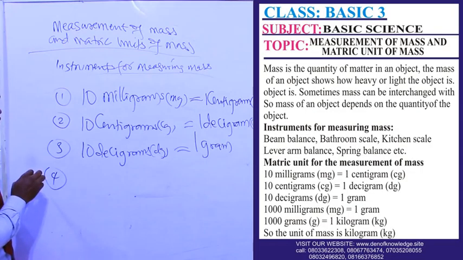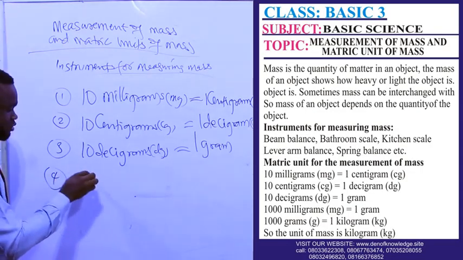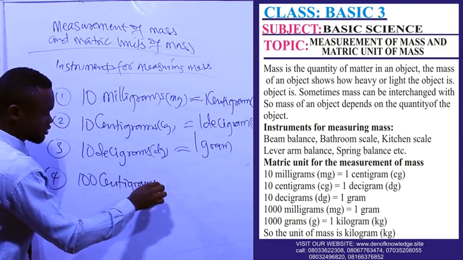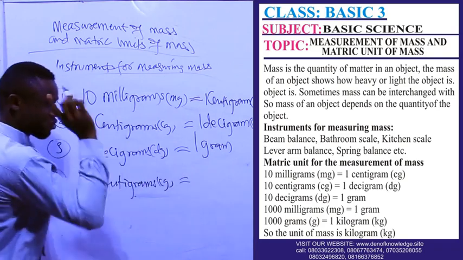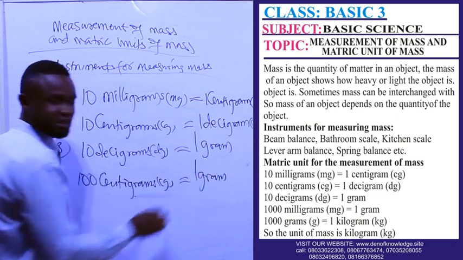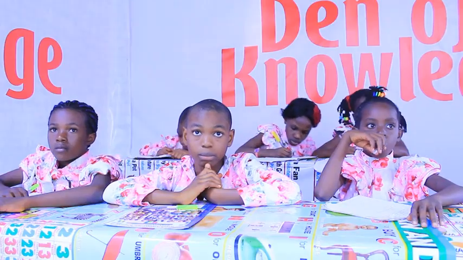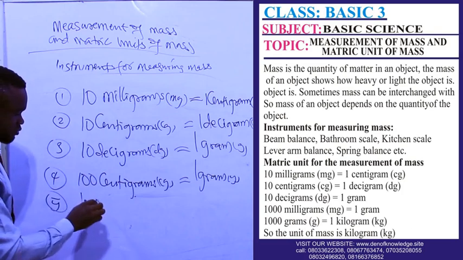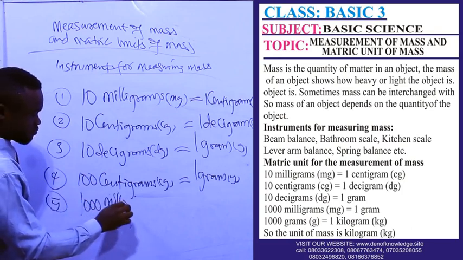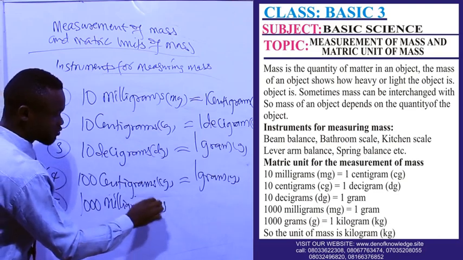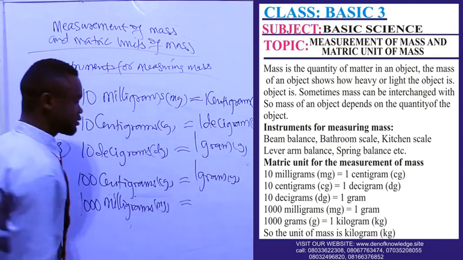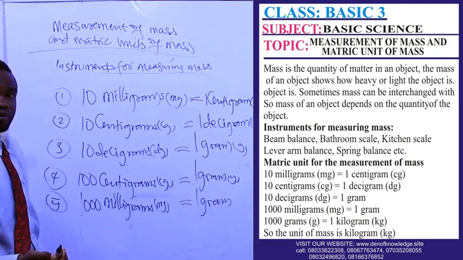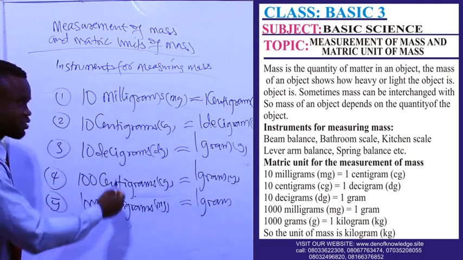Fourth one is 100 centigrams will give you only 1 gram. And 1,000 milligrams gives you only 1 gram. It's very simple. This is the metric. You need to follow it sequentially.